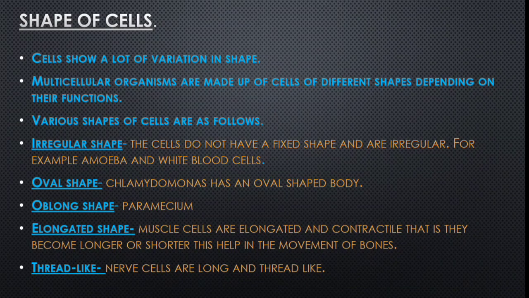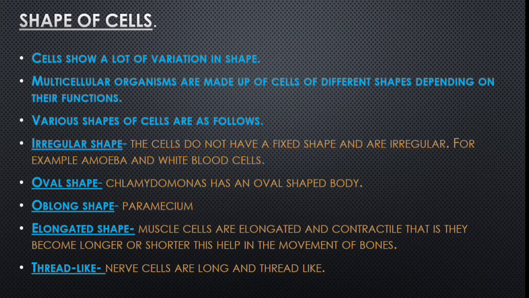The first is irregular shape. As the name suggests, irregular shape means the cell does not have a fixed shape. We cannot say that the cell is circular, triangular, square, or box-like. We cannot say what is the definite shape of the cell. So it does not have any fixed shape and is irregular. For example, amoeba and white blood cells. These two cells are irregular in shape. They can be of any shape.